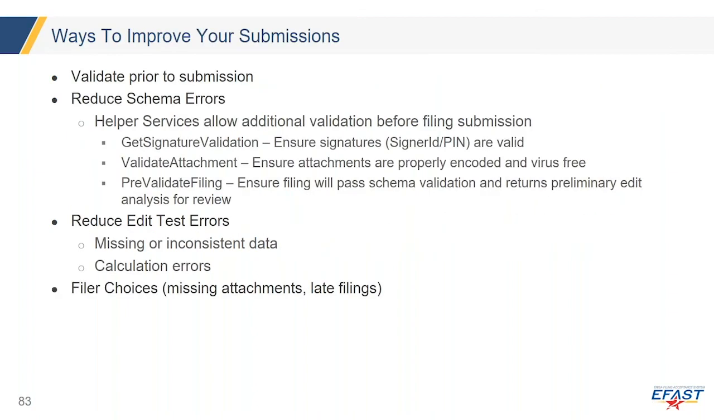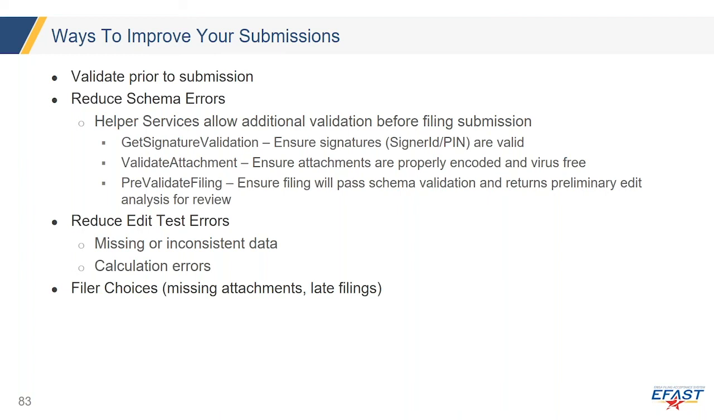So moving on away from the EZ and annual maintenance changes, just a couple of notes. We usually have a section where we talk about ways to improve submissions. Just touching on this briefly, we want to make sure that everyone is validating. We have a validation service that you can use, or make sure that you're validating within your system as much as possible. The goal of that is to help reduce schema errors.